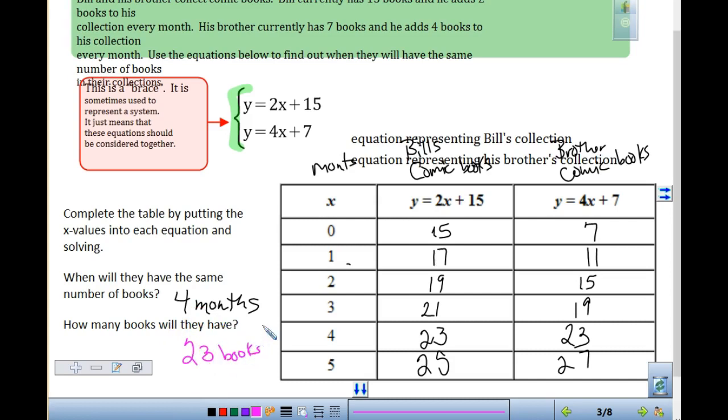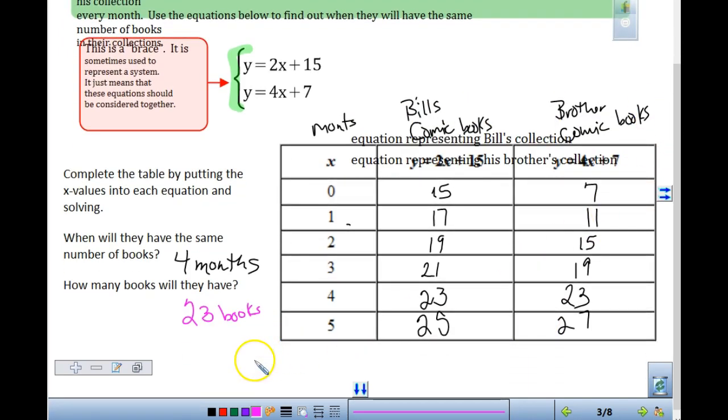So if we are looking at this, I would like you to write right below here, this is the ordered pair, because we're always going to have an X and a Y. So write X comma Y, and our X, Y would have been 4 comma 23, right? 4 months, that's our X. These were our Ys, which are going to give us 23.